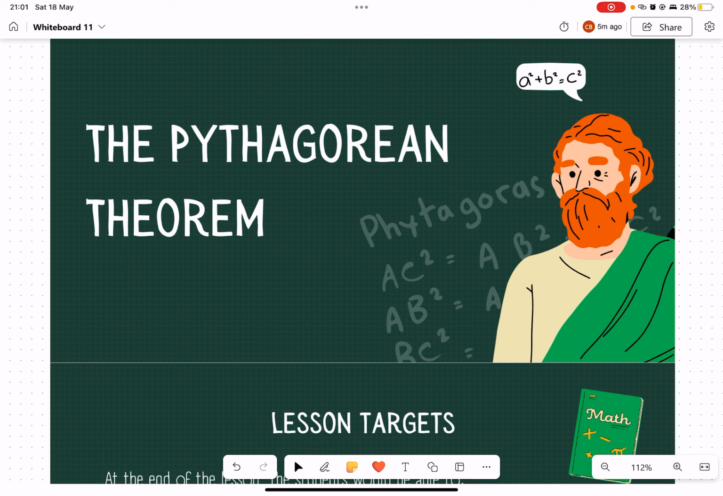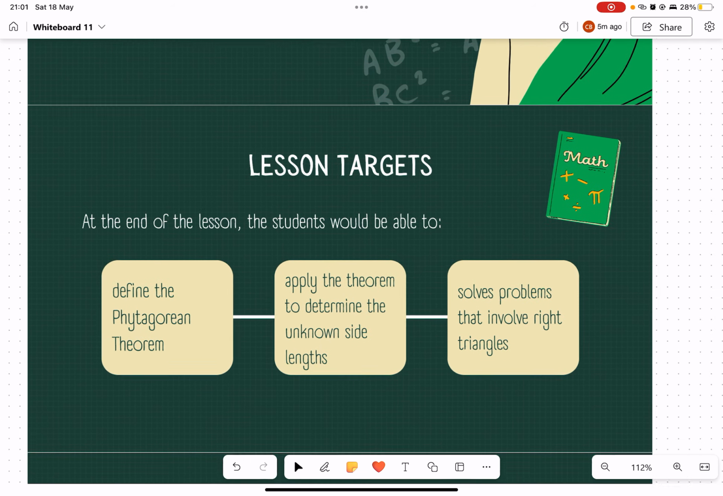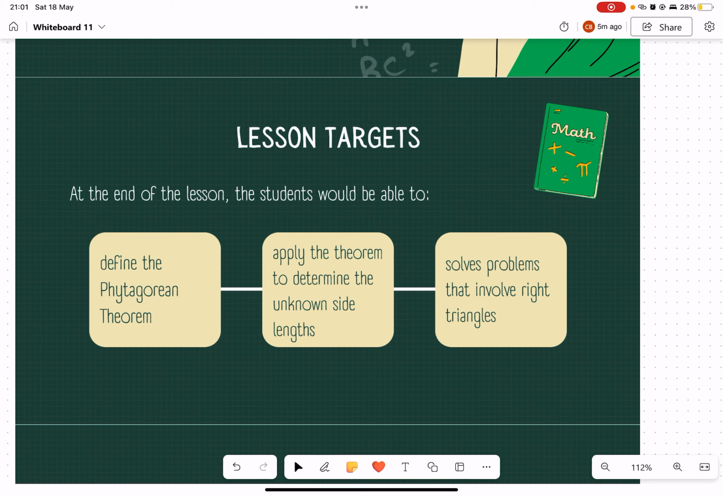Let's get started. In this video, we're going to be looking at the theorem of Pythagoras. This is the basic theorem of Pythagoras about any right-angled triangle. Firstly, the lesson targets: you should be able to define the theorem of Pythagoras, determine the unknown sides of triangles if you are given two lengths, and solve problems that involve right-angled triangles.